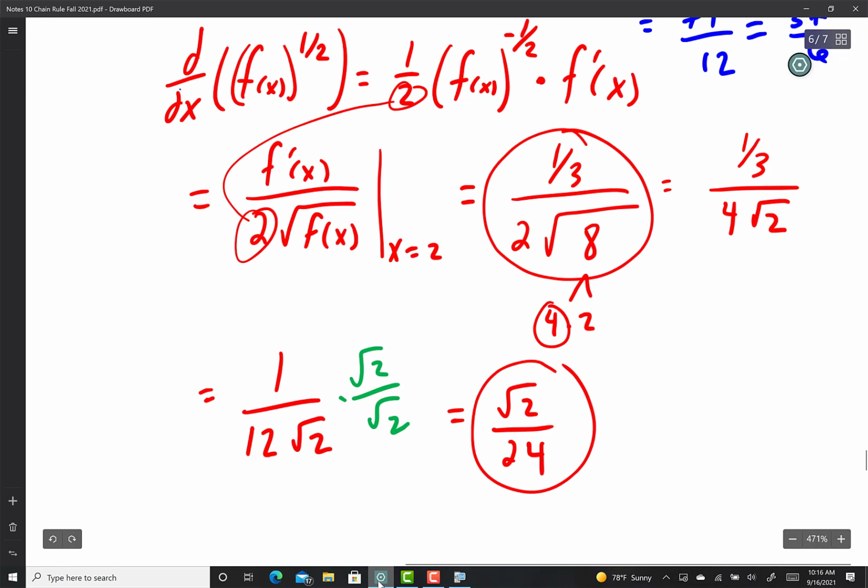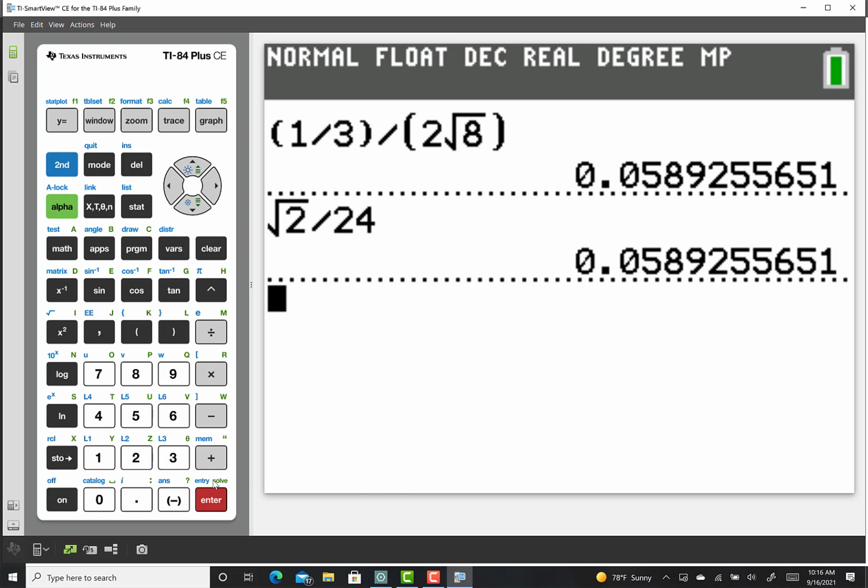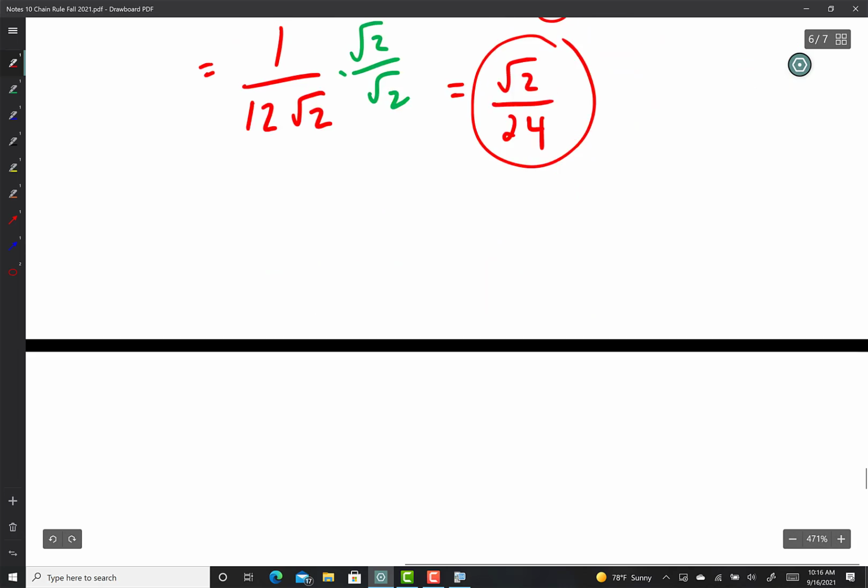What did I get as an answer? Square root of 2 over 24? It should be, because if it's not, then we don't know our arithmetic. It's the same. Cool, guys? All right. Let's keep going.